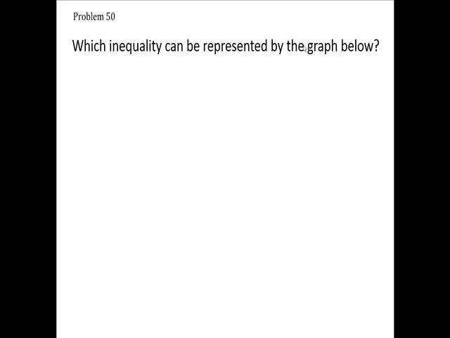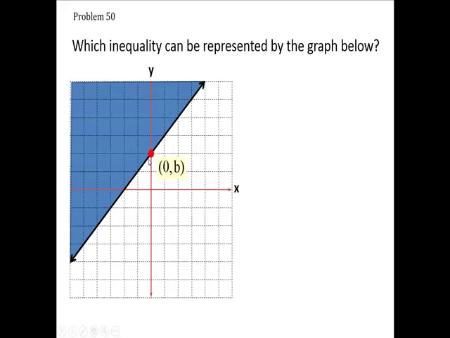Which inequality can be represented by the graph? Okay, is it this one, this one, this one, or this one? There are four different inequalities here, and we have to pick one of these four.